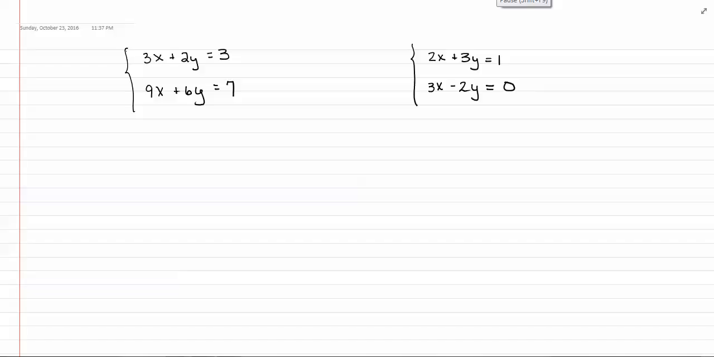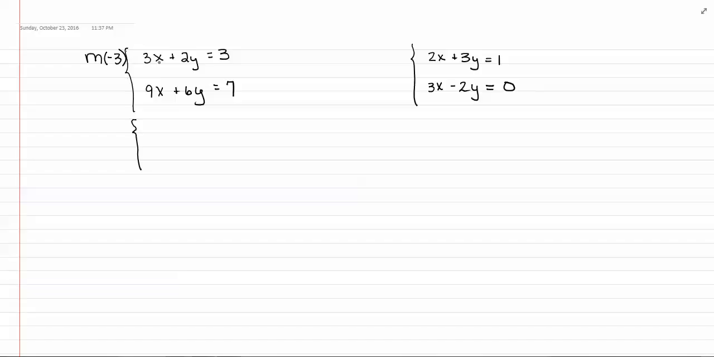Solving these next two systems of equations by the elimination method, we'll notice a couple of things. On this first one, if I decide to eliminate the x's, I want to think about what both 3 and 9 divide into, and they both divide into the number 9. This is already a 9, so I don't need to do anything with this bottom equation, but the 3 needs to be a negative 9 because I need to add and have the x's cancel. So to make that happen, I'm going to have to multiply by negative 3 to that row.